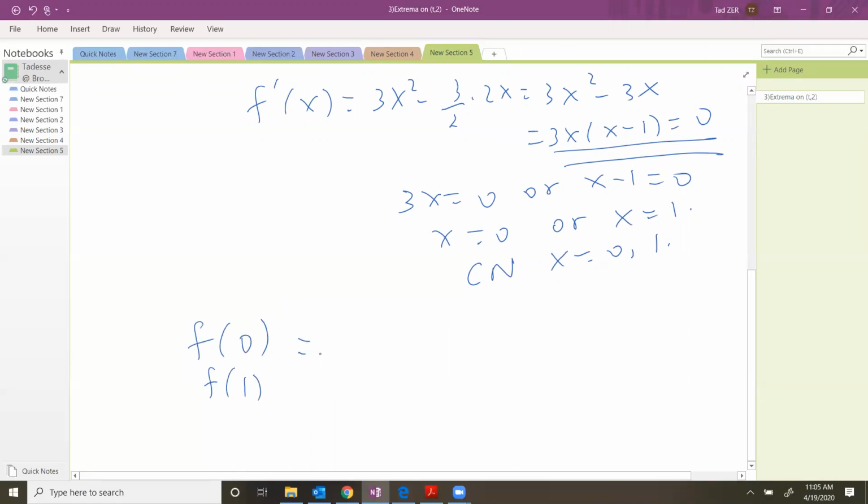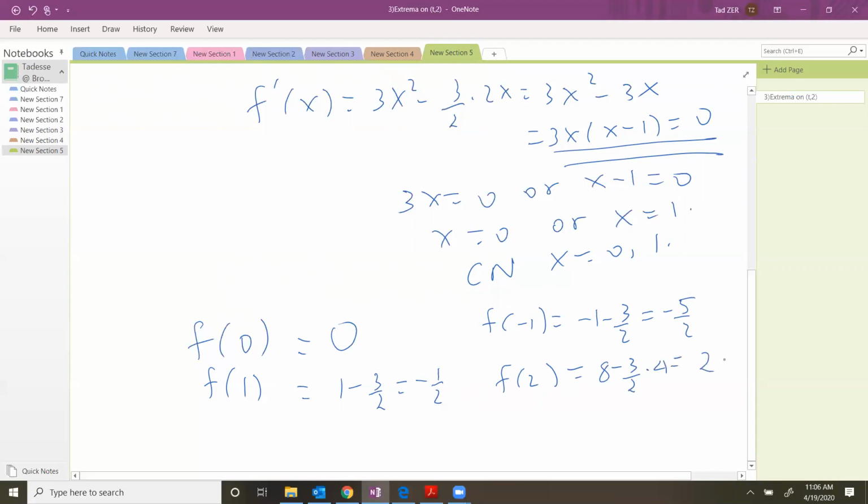If you plug in 0, f of 0 is 0. It's straightforward, okay? If you plug in 1, f of 1 means 1 cubed, which is 1, minus 3/2 times 1 squared, which is 3/2. So the answer will be negative 1/2, okay? And then at the endpoints, f at negative 1 will be minus 1 minus 3/2. I'm sure you know what I'm doing. I'm plugging these x values into the original function f. So that will give me negative 5/2. And then the last one is f at 2, which is 8 minus 3/2 times 4. So that gives you 2.